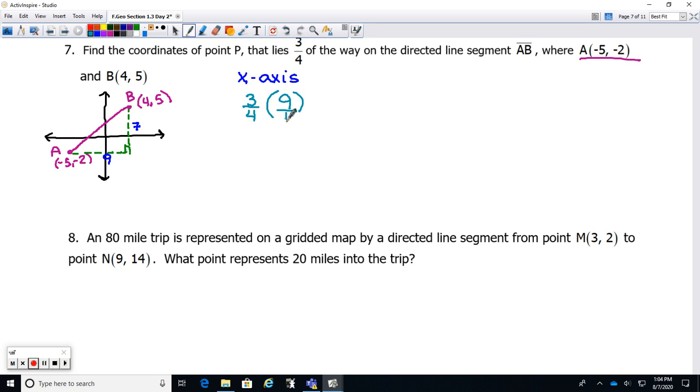Nowhere to reduce. So that's going to be equal to 3 times 9 straight across the top is 27/4. And I'm going to say that's the same thing as 6 1/4. 4 goes in there, 6 3/4. So I'm going to add 6 3/4 to the x-coordinate.